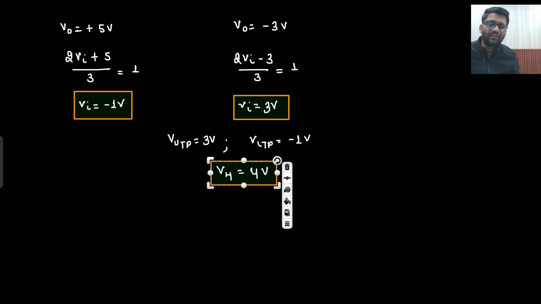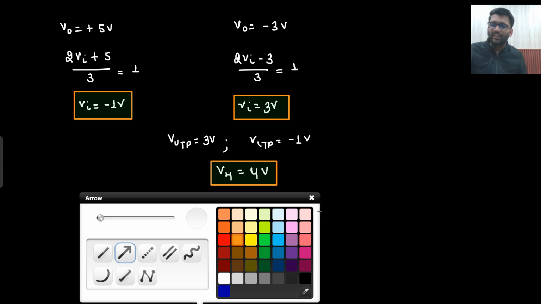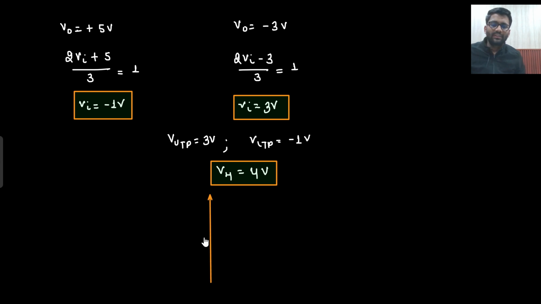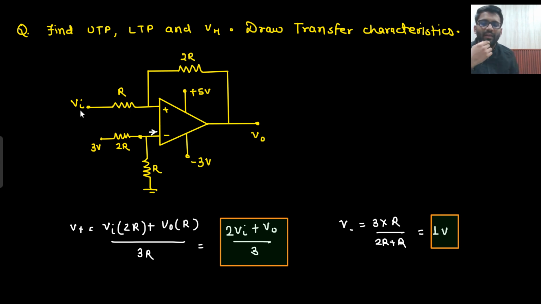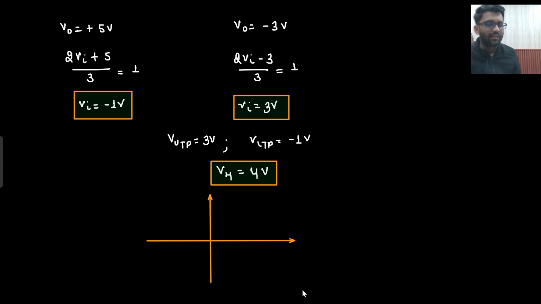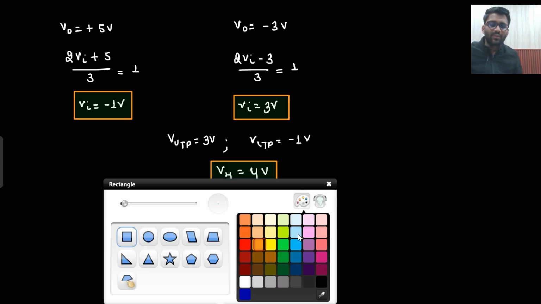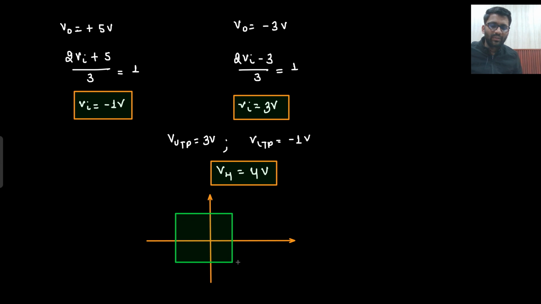So this will be the hysteresis width. If they ask you to draw the transfer characteristics, what are you going to do? First thing is that you are going to see the circuit. You will see where your input is applied. Input is applied towards the non-inverting side. What does that mean? It is a non-inverting Schmitt trigger. Then you know that there will be a dead zone. So I can quickly make the dead zone. This will be the dead zone.